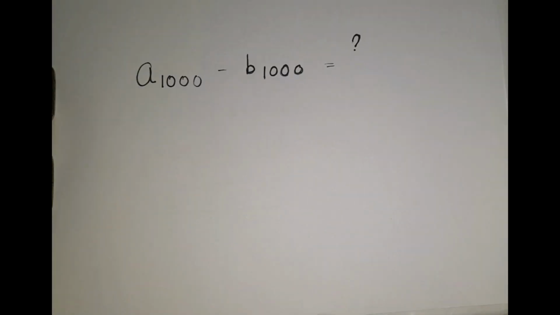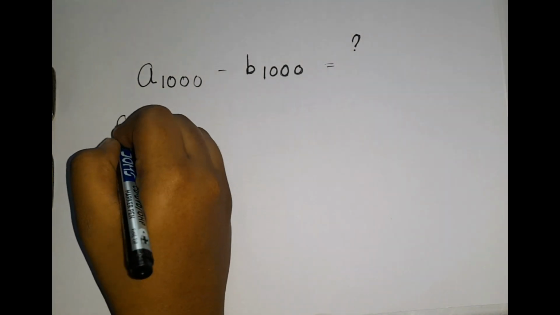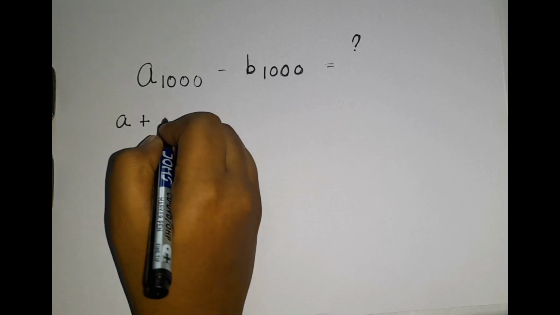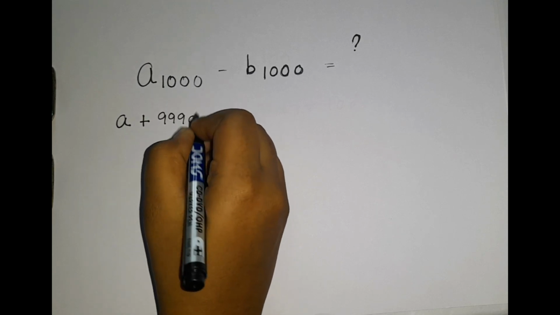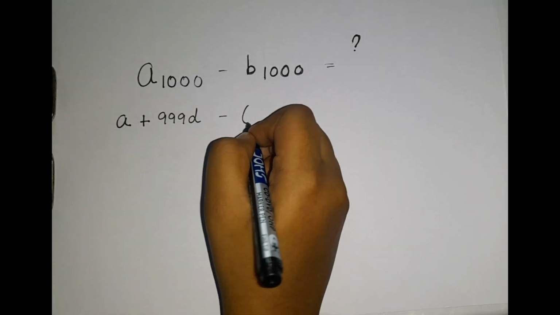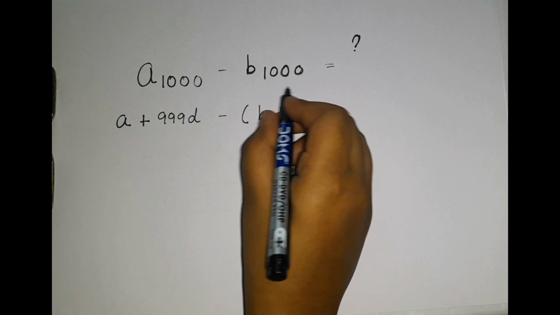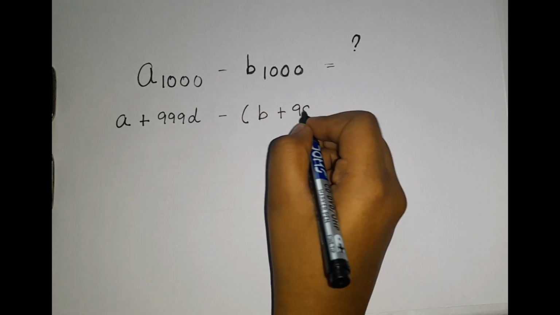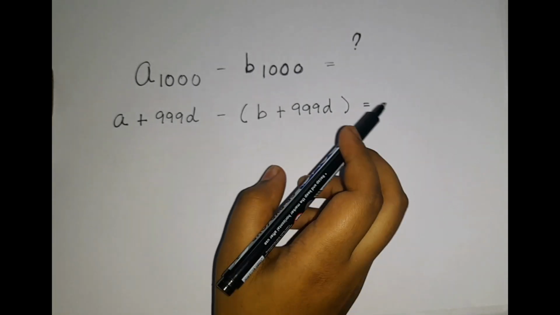Okay guys, so I just wrote it as it is. So this also we can just expand it like that. So a plus, the previous number of 1000 is 999d, and minus as it is, bracket. Here also we can do like that. So b plus, the previous number of 1000 is 999d, close the bracket, is equal to, so it is in question mark.